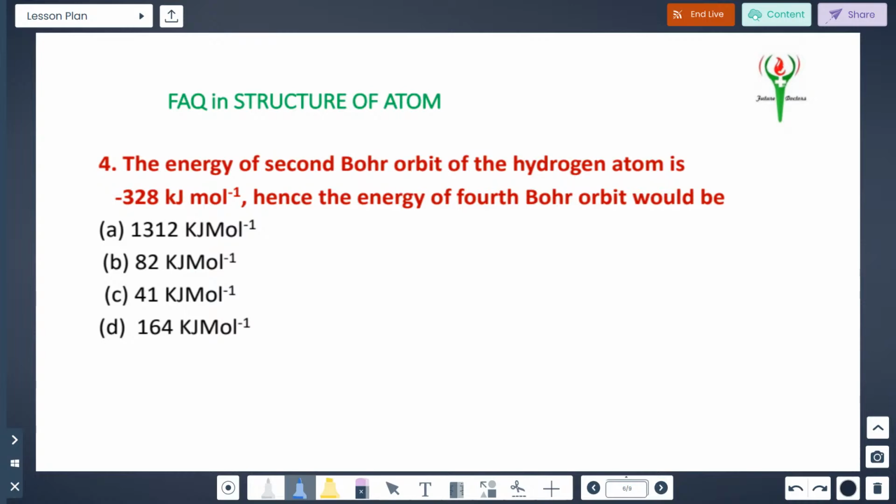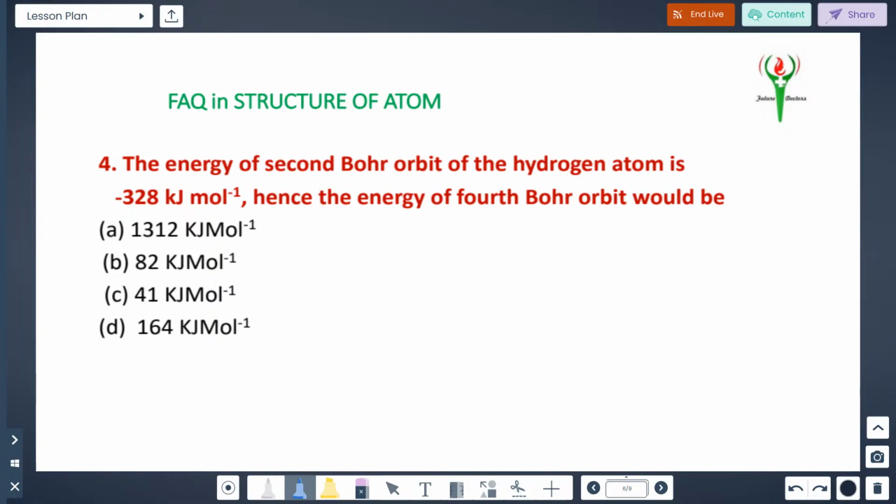The energy of the second Bohr orbit of the hydrogen atom is minus 328 kilojoule per mole. Hence, the energy of the fourth Bohr orbit would be? The energy of the second orbit is given, and they are asking to find the energy of the fourth orbit. Understood? Here you must know the relation between energy and orbit number. When the orbit number increases, the energy decreases. So they are inversely proportional.